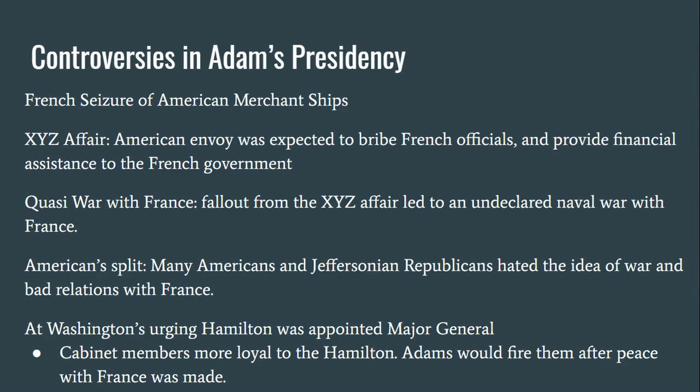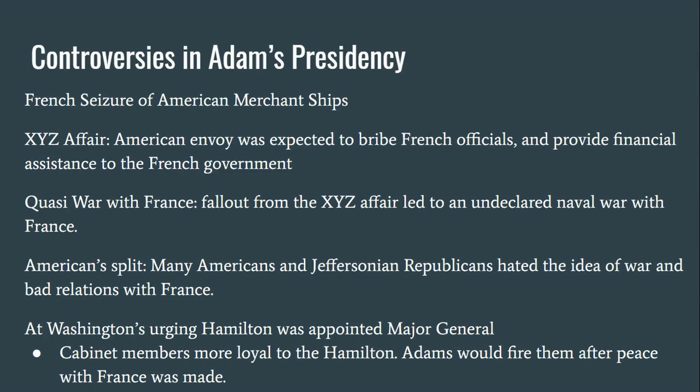However, they were not afforded a normal diplomatic response, and instead were met by French bureaucratic middlemen who demanded a bribe, and that the U.S. provide financial assistance to the French government. This was made public back in the US, and there was outrage amongst anti-French politicians, mostly in the Federalist camp. An undeclared naval war ensued with the French, now called the Quasi-War. However, it was not universally popular back in the US, as Jeffersonian Republicans hated the idea of war and bad relations with the French.